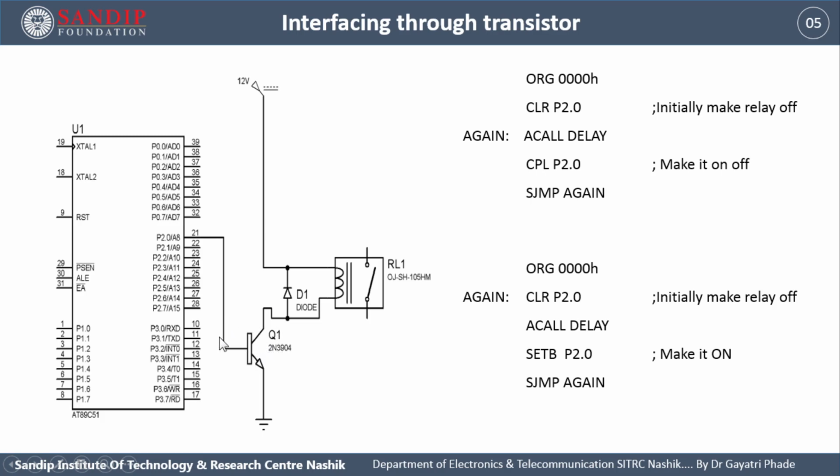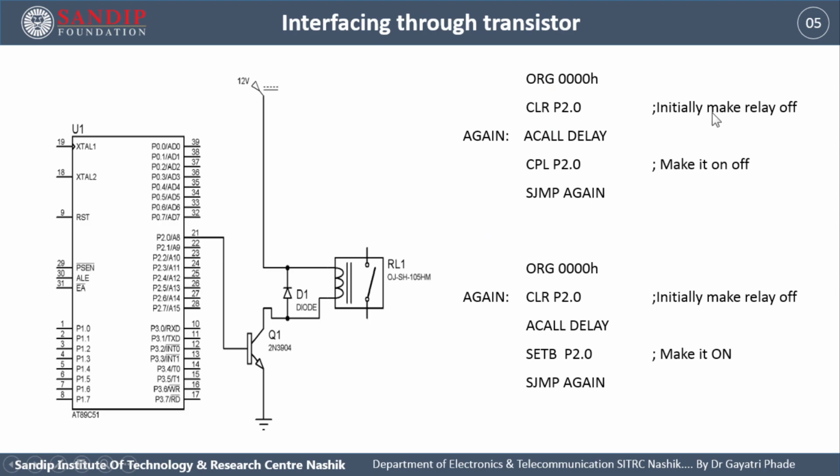So as we have seen the incompatibility issue, we are going to use a transistor which boosts the current, which meets the current requirement of the relay. So we are going to use this transistor 2N3904 in between the relay and the microcontroller side. So here is the interfacing diagram. We are going to use a normally open relay. We have to simply make the pin connected to the base of the transistor high and low to turn the relay on and off. So here is the program.